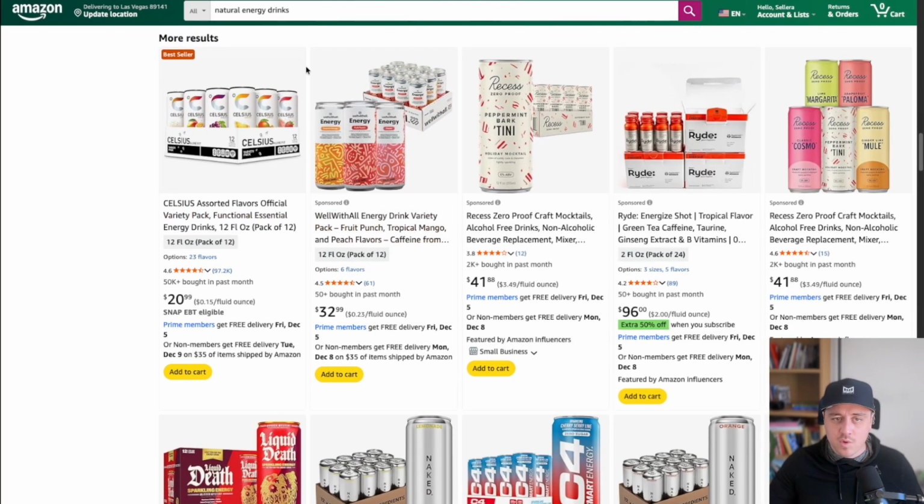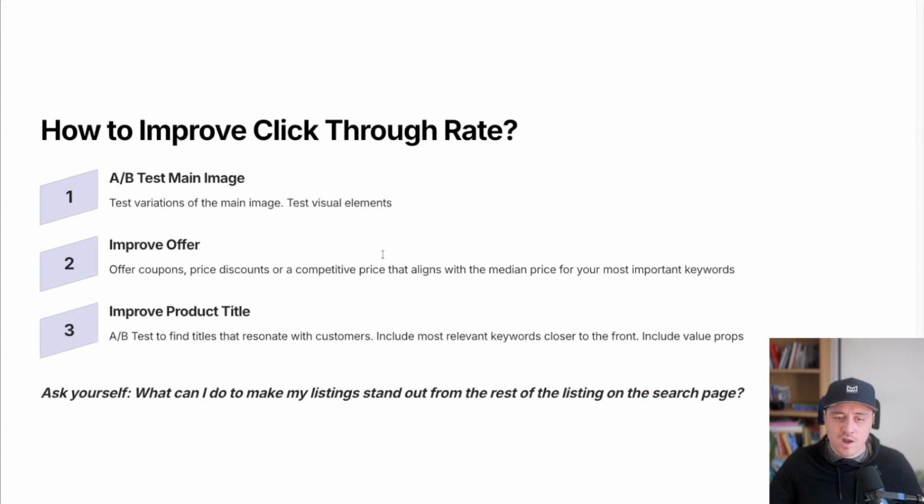And so this requires a bit of testing and trial and error, but you can do the A/B test inside of Seller Central, which allows you to determine which one is the most effective title. But generally, you need to ask yourself, what can I do to make my listing stand out from the rest of the listings on the search page? That's kind of like the rule of thumb question that I would use when thinking about click-through rate.